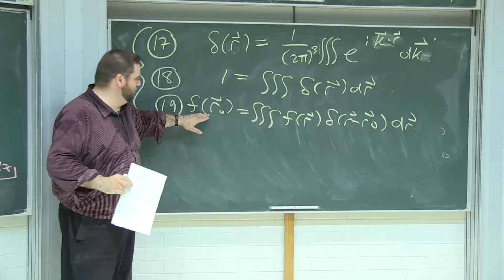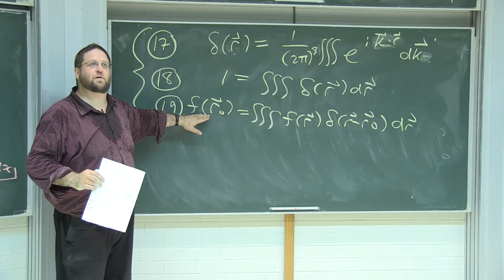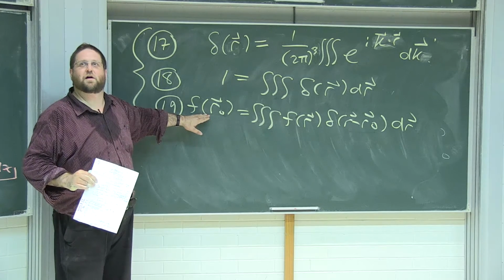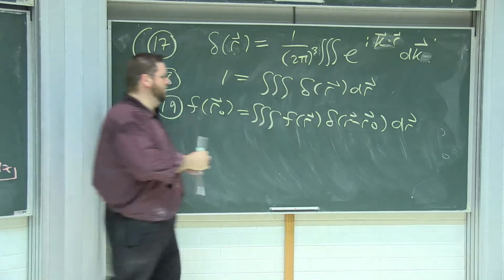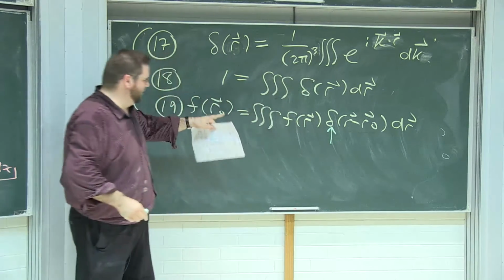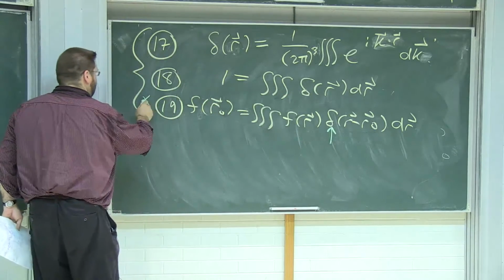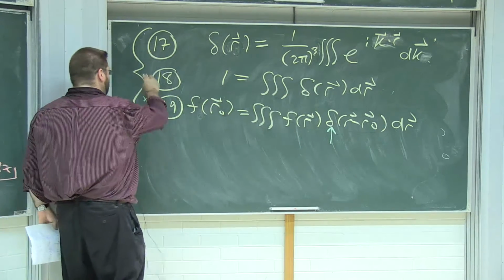Why would you not use the sifting property of the Dirac delta? Beautiful. There's no Dirac delta here, right? Sifting property of the Dirac delta, you need a delta. There's no delta here. So we're not going to use this one. For the same reason we wouldn't use 18.